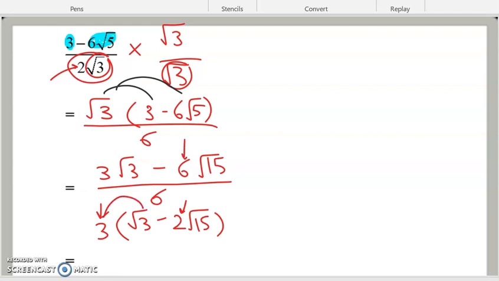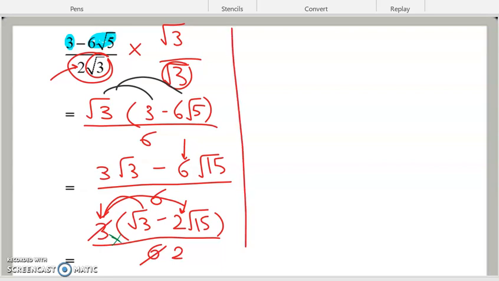You can see 3 times root 3 is 3 root 3, and 3 times 2 root 15 is minus 6 root 15, all over 6. And then hopefully you notice that the 3 is joined to the bracket by times, and we can multiply across a multiplication sign. So now I can cancel this 3 with this 6 2 times, and so really my final answer would be root 3 minus 2 root 15 all over 2. And that is fully simplified. That's one way. I quite like that as a method.